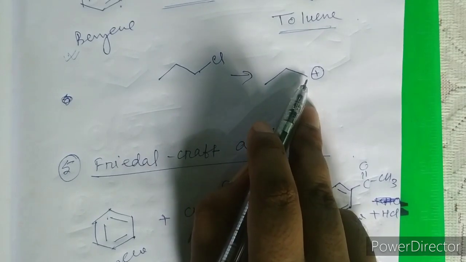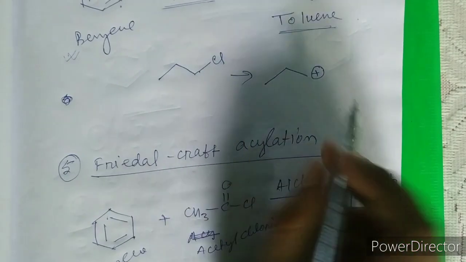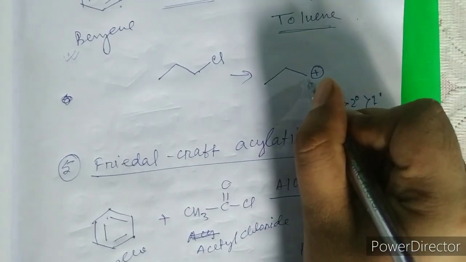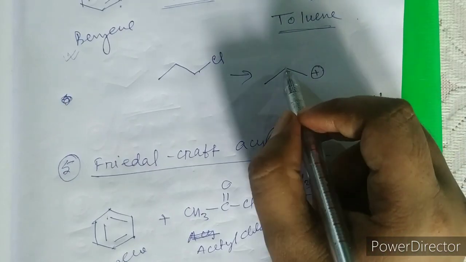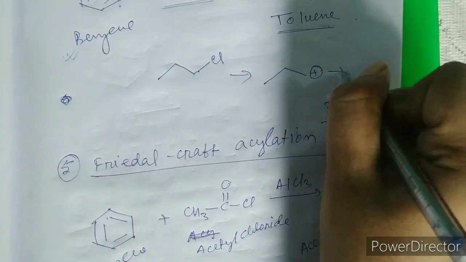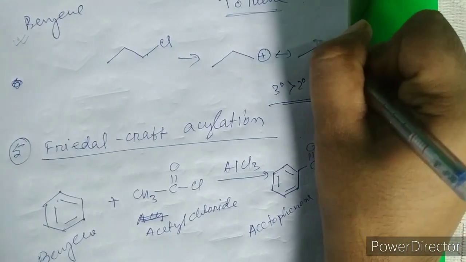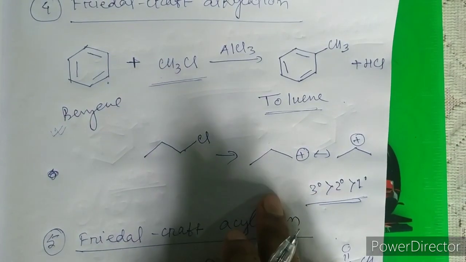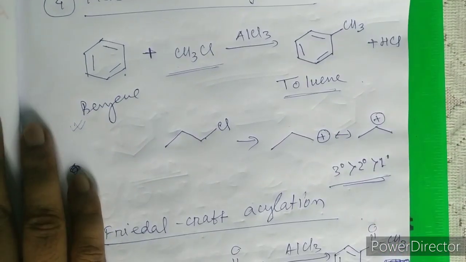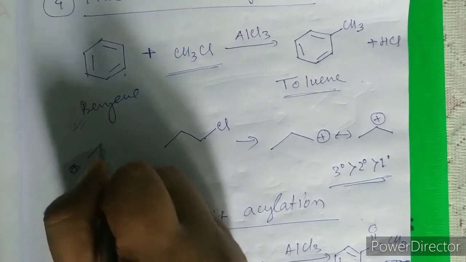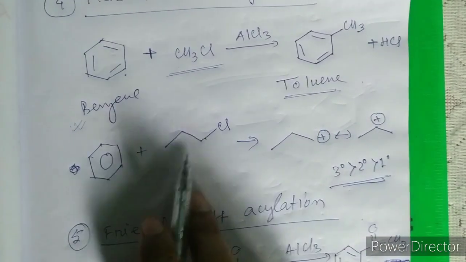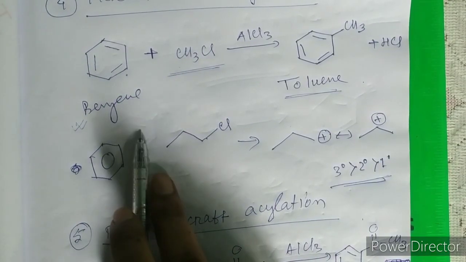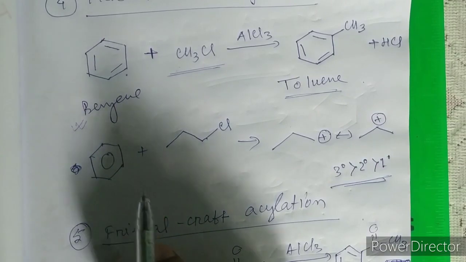But this is a 1 degree carbocation, and we should know that carbocation stability is 3 degree, then 2 degree, then 1 degree. So one hydrogen will shift from here to here, and at the end we will get a 2 degree carbocation. So this type of thing you have to remember, because Friedel-Crafts alkylation may be asked, and if benzene is going to react with this type of compound, then you may think that this whole portion is going to attach here, but you are wrong. If you do that, you will lose your mark.